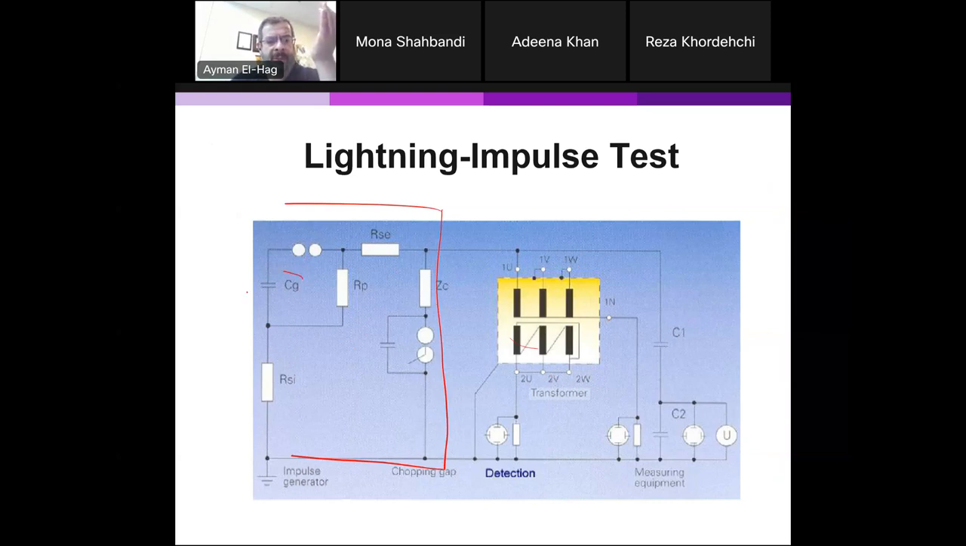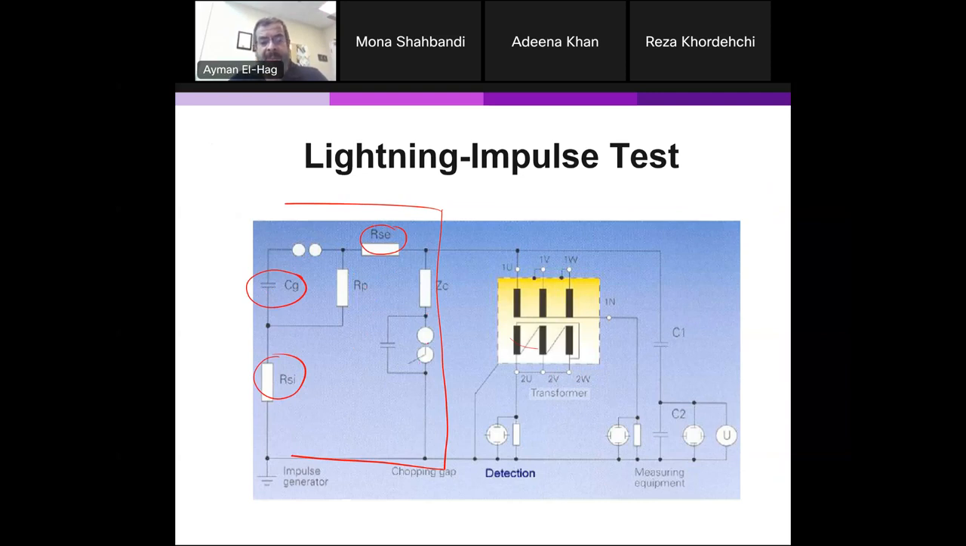So this is the cumulative capacitance. We charge the capacitors in parallel, and we discharge them in series. So this is the total capacitance when you add all the capacitors in series. And these are for the rise time and for the fall time, the resistors that basically shape your waveform.